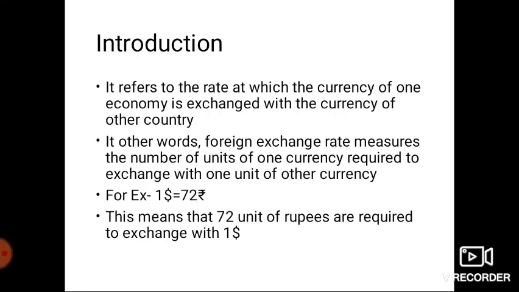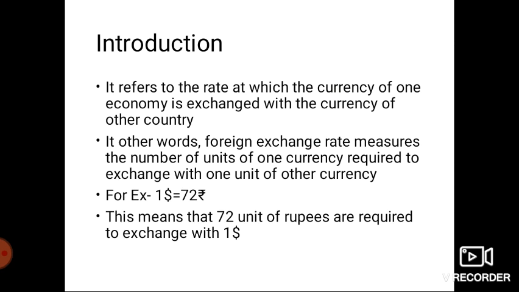Dear student, today I'm going to teach you a new chapter named Foreign Exchange Rate. In this lesson, I'm going to teach you how each foreign exchange rate is determined.